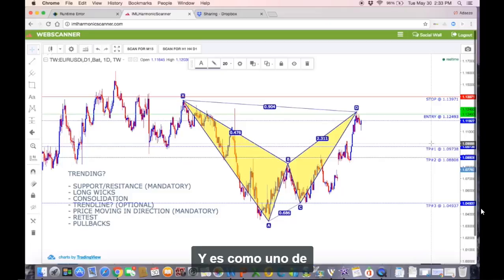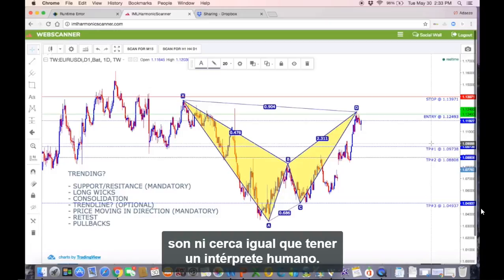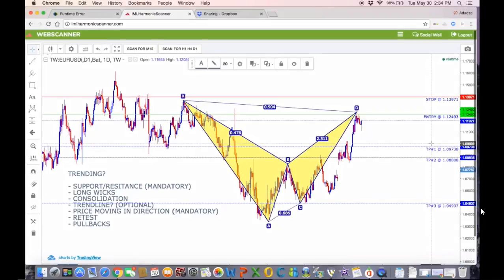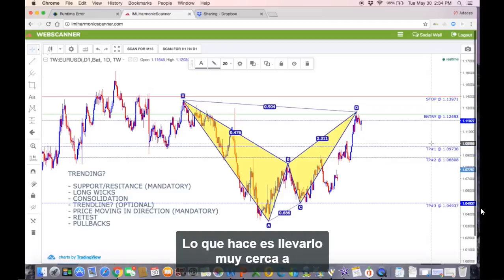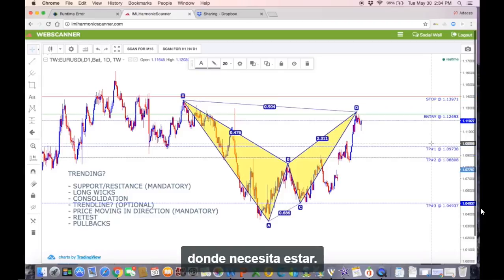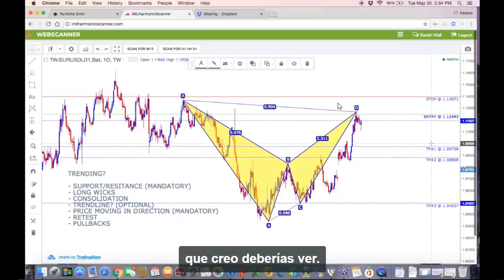Think about it like one of those computerized translators. Computerized translators are great, but they're not anywhere close to having an actual human interpreter. This is the same thing. What it's going to do is get you very close to where you need to be. The harmonic scanner is pretty much saying, hey, look over here. Look at me. I have a trade I think you should look at.